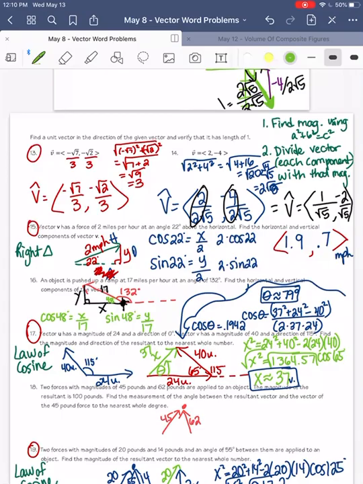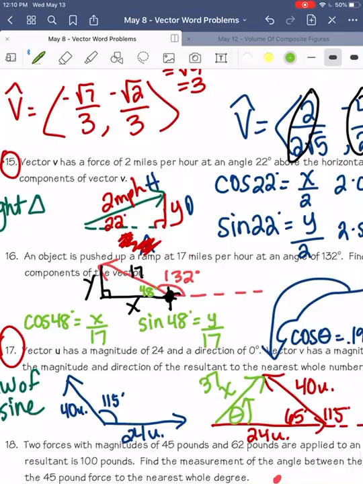So 17 cosine 48 gives me, sorry, I don't have a lot of room, x equals 11.4. Now here's the one trick to this. Here's your final answer, but you don't want to say 11.4, because that would mean this direction. Because it's going to the left, you need to put a negative. That's a little bit of a trick to this problem.